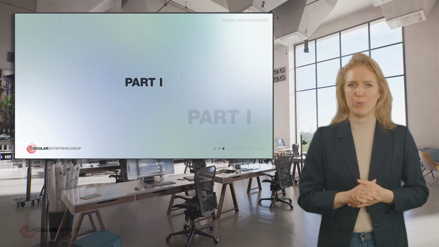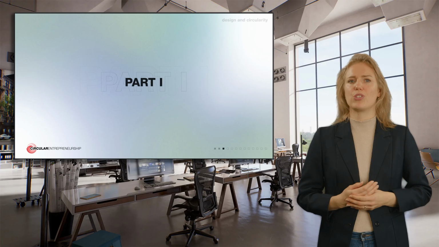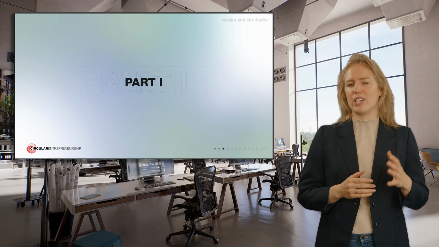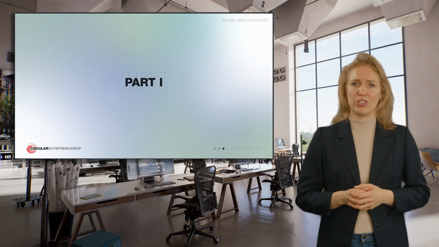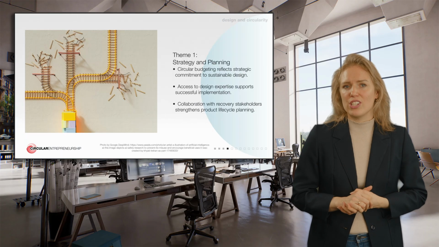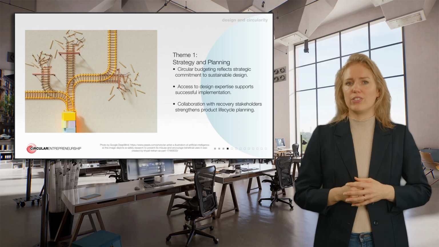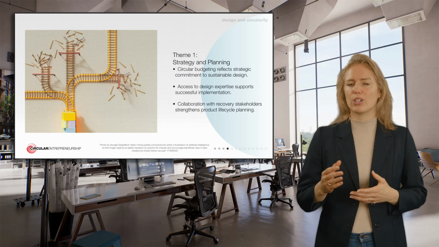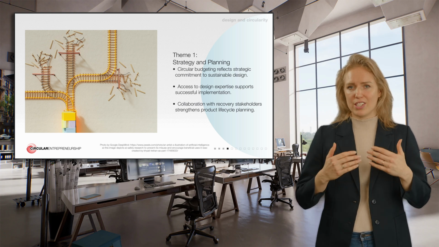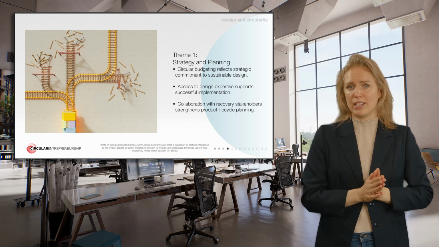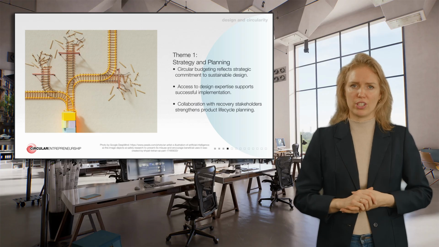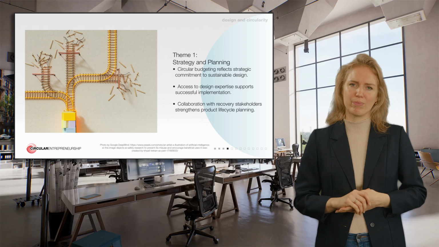This is part 1, in which we explore the first 3 themes of the Circular Product Readiness Method, each focused on the early stages of the design of the circular product development. The circular design strategy theme begins with a foundational question. Has your company allocated a budget for circular design? This reflects not only financial planning, but also a strategic commitment to prioritize the circular design requirements.